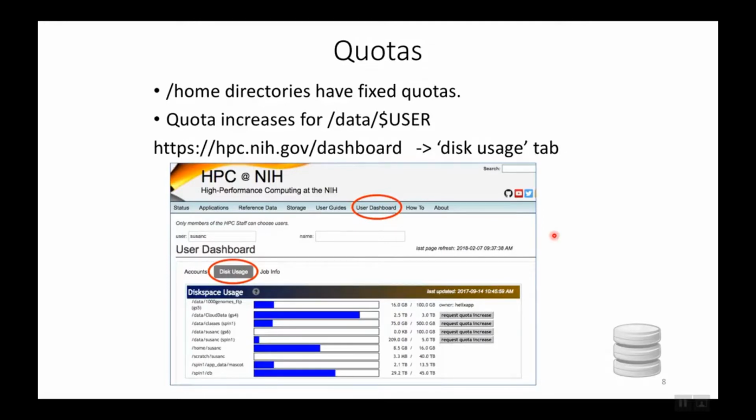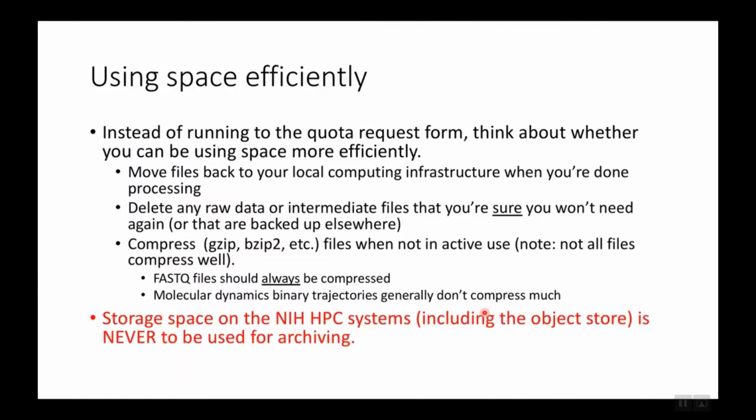Once you've logged in, you can click on the Disk Usage tab, and you'll see all of the file systems that you have access to. And you can see that for those that you're allowed to request a quota increase for, there's a button that says Request Quota Increase. And if you click that button, it will take you to a form that you can fill out.